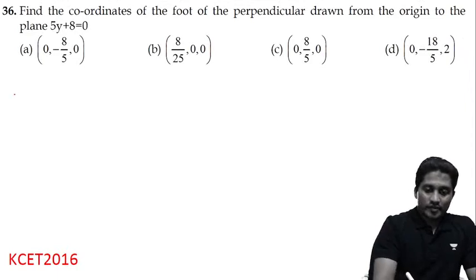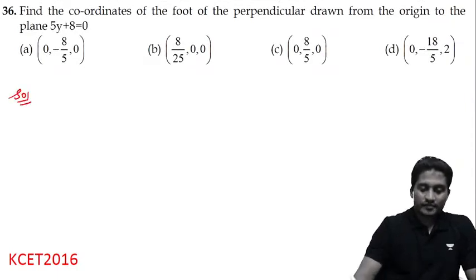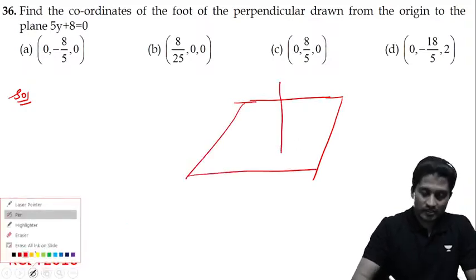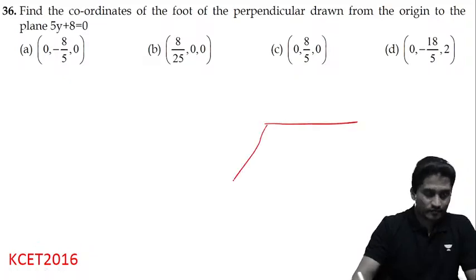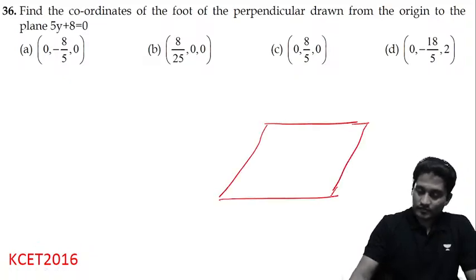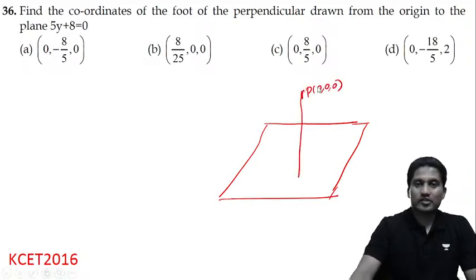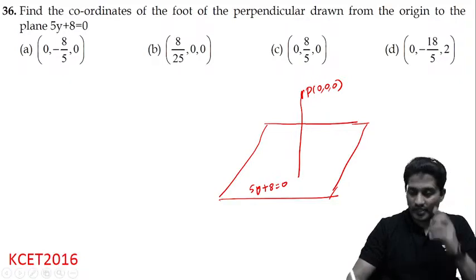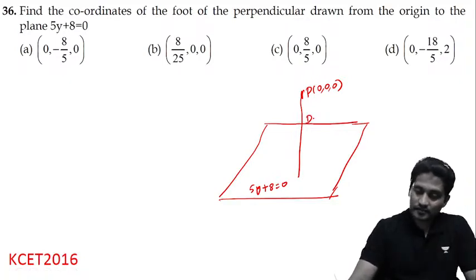Find the coordinates of the foot of the perpendicular drawn from the origin to the plane. Okay, now this is the foot of the perpendicular. The perpendicular is drawn from the origin 0, 0, 0 to the plane 5y plus 8 is equal to 0. Right? So the direction ratios of the normal to the plane are 0, 5 and 0, which are also the direction ratios of the perpendicular.